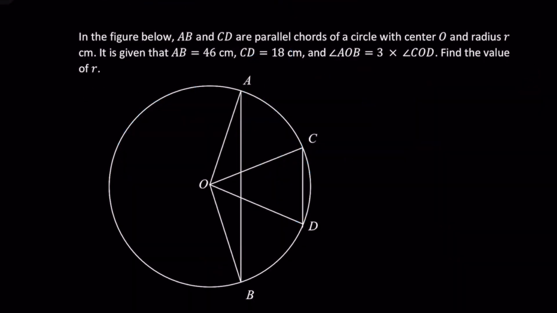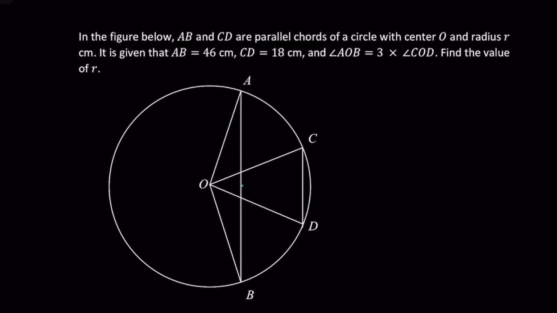In the figure below, AB and CD are parallel chords of a circle with center O and radius R cm. It is given that AB is 46 cm and CD is 18 cm. Angle AOB is 3 times angle COD. Find the value of R.